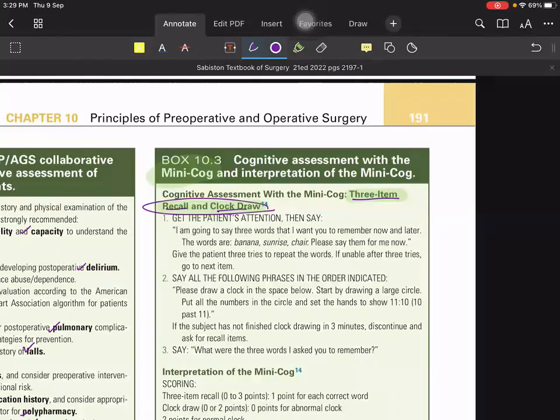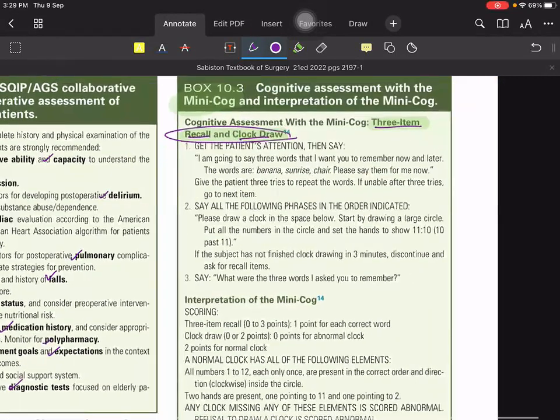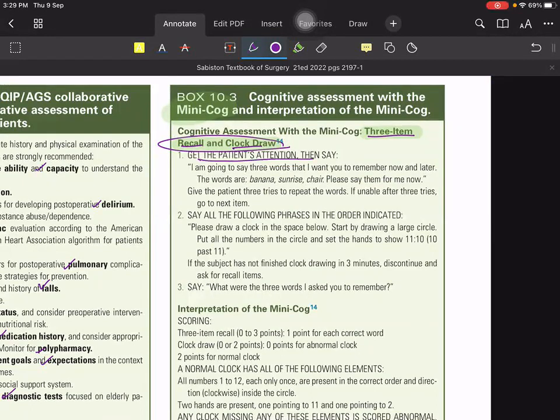These are the 2 methods they are using. First, they get the patient's attention and tell the patient 3 words, like banana, sunrise, chair, and tell them to repeat it. They give 3 chances. If the patient is not able to repeat within the 3 chances, then they go to the next step.